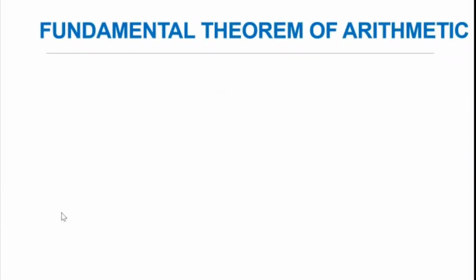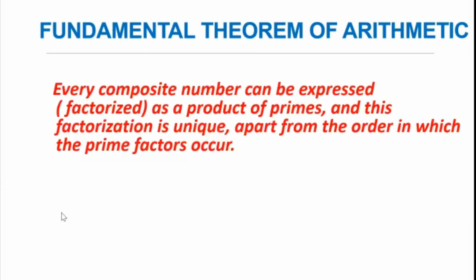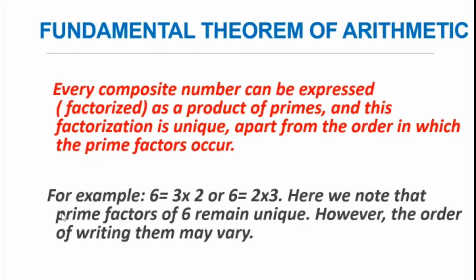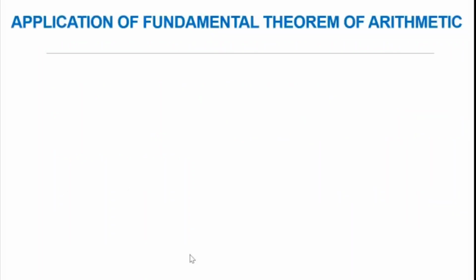We come to a very important theorem, the fundamental theorem of arithmetic, which we'll be using at a number of places in the chapter. Every composite number can be expressed or factorized as a product of primes, and this factorization is unique apart from the order in which the prime factors occur. For example, 6 is equal to 3 into 2 or 6 is equal to 2 into 3. We note that prime factors of 6 remain unique as 2 and 3. However, the order of writing them may vary. So this is an important theorem. The applications, let's find out.